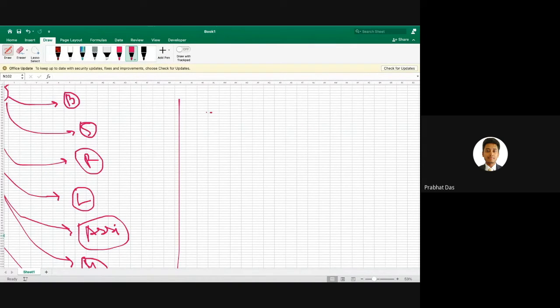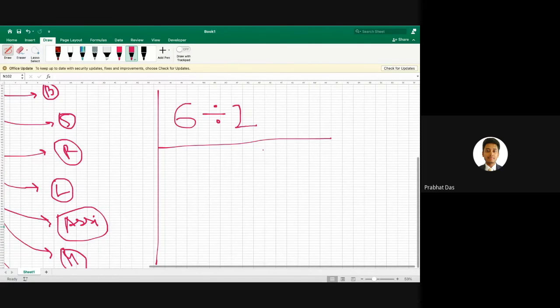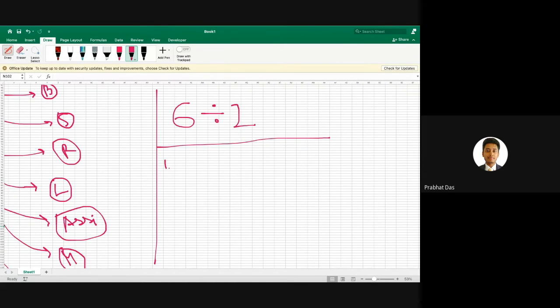Let's say 6 divided by 2. Okay, 6 divided by 2. So the two ways by which we can perform the division in Python is as follows. The first one is basically the use of the forward slash.